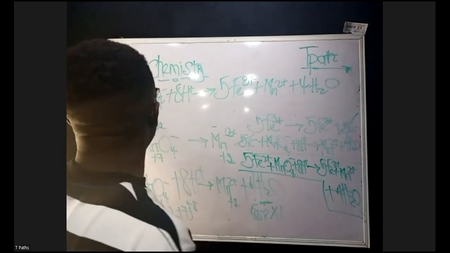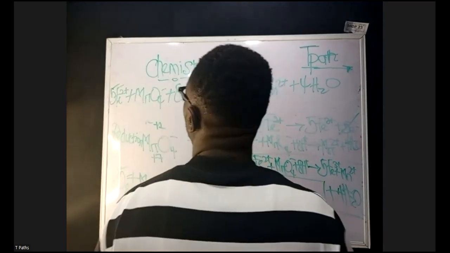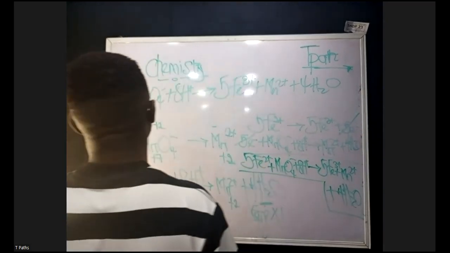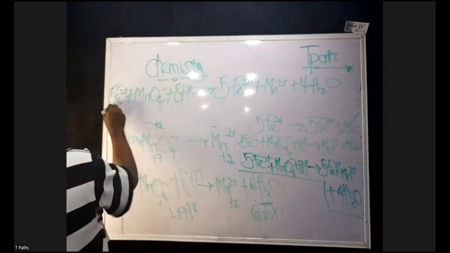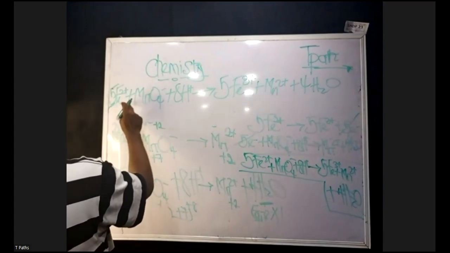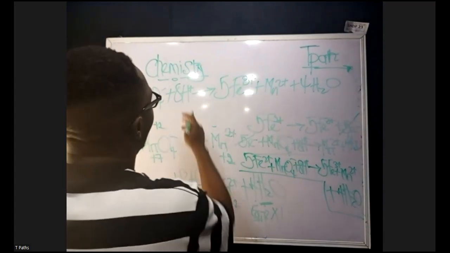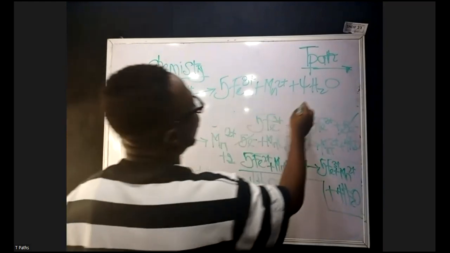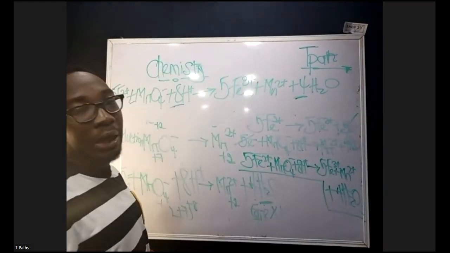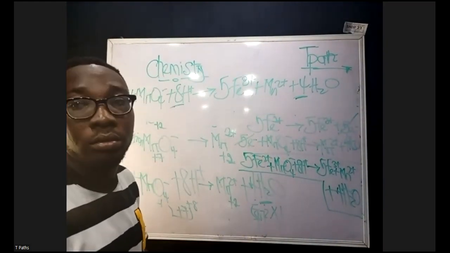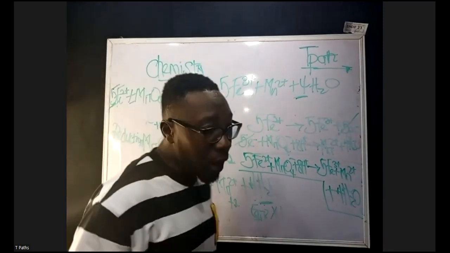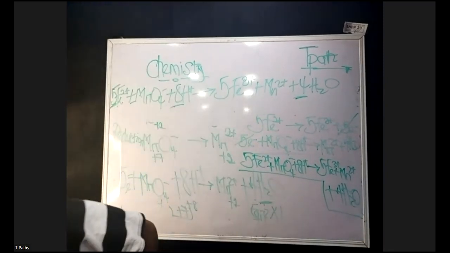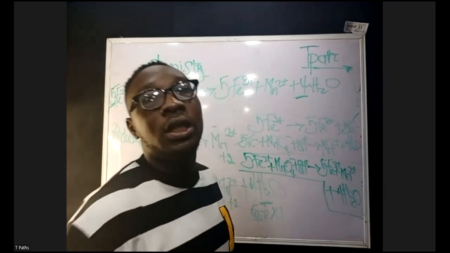It can be the coefficient of Fe, it can be the coefficient of Mn. From here, you can clearly see that the coefficient of Fe is 5. Manganese here is 1. H plus is 8, and water is 4. So you can be asked sometimes, or even asked the sum of everything. So guys, these are ways popular questions can come out.